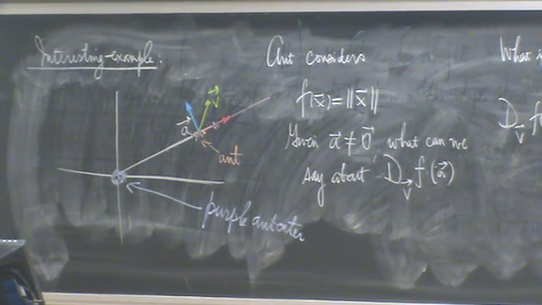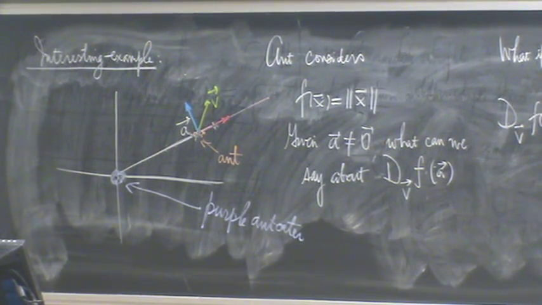What do you think the answer is going to be? 0. Why? It's in between. Because if you took a minute step in the radial direction, you always circle around. Yeah, so instantaneously, good.